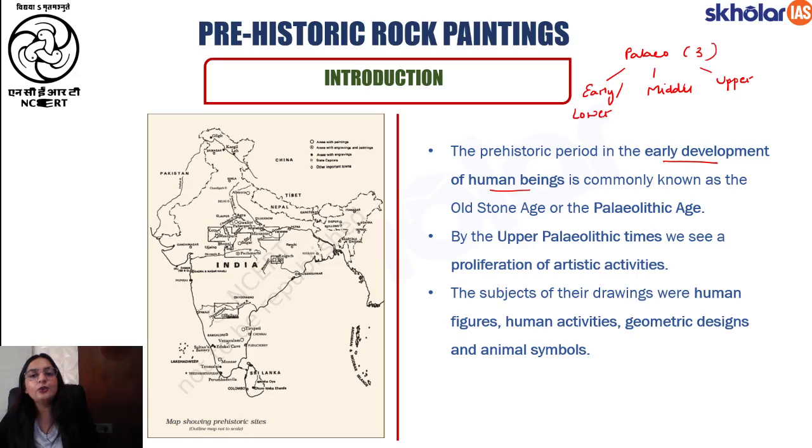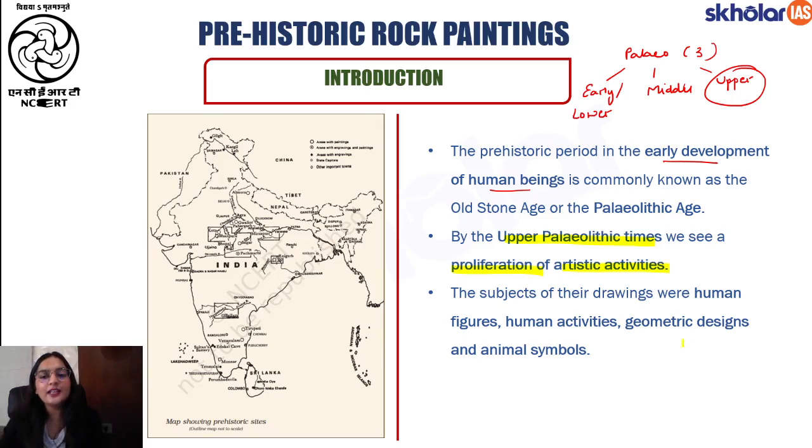But why do we need to talk about these differences? The difference here is that students, the rock paintings are something that appeared in this time period, that is in the upper Paleolithic period. So before the upper Paleolithic period, that is in the early and middle Paleolithic period, we do not find the prominence of rock paintings. So having said that, the upper Paleolithic time is the time period wherein there was proliferation of artistic activities, that is the rock paintings. Now what were the themes that were depicted as a part of these rock paintings?